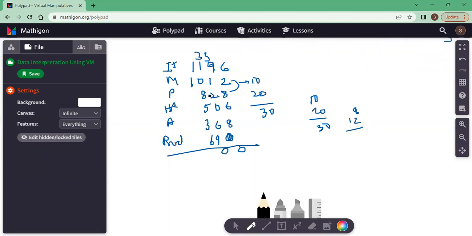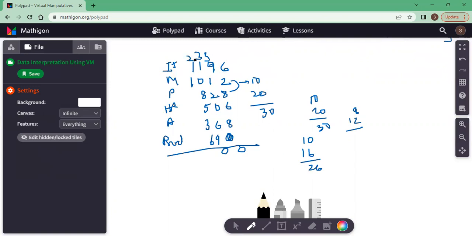So again, how do we find out? 6 plus 3 is 9. 9 plus 1 is 10. 8 plus 5 is 13. 13 plus 3 is 16. So it is 26. So these are the ways how you can add the numbers easily.